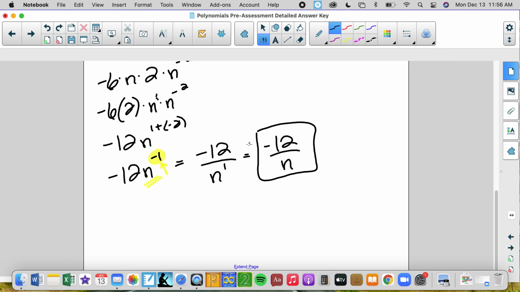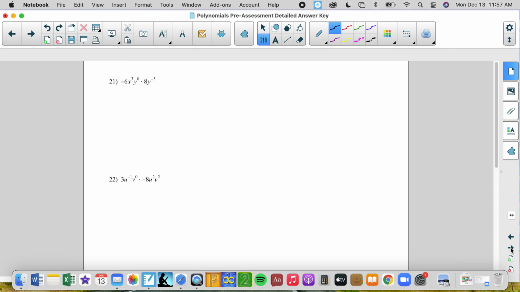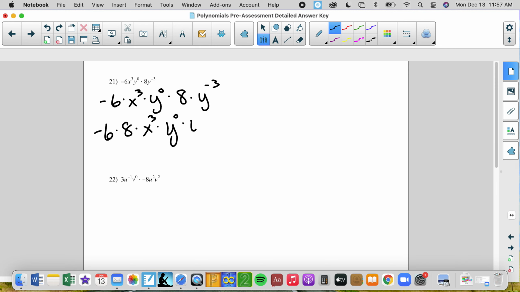All right, so that was a little tricky. Lots of fun stuff to deal with there. So let's deal with this again. Negative 6 times x to the third times y to the 0 times 8 times y to the negative 3. Let's match up the constants. Let's match up. No like variable on the other side. We have y to the 0 and y to the negative 3. So I'm putting them in alphabetical order. Didn't look like that, but that's what I did there.